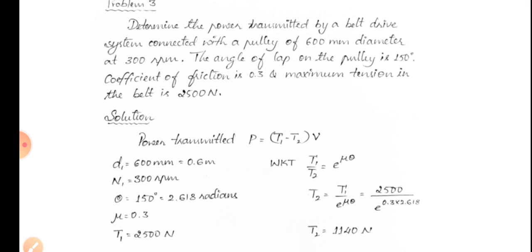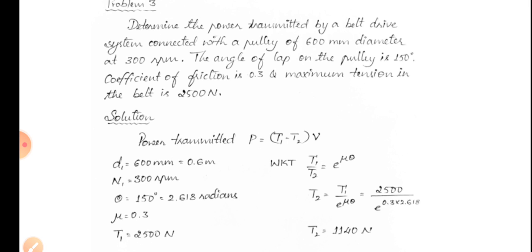So theta is given in degrees, so you should convert it into radians because we always have to substitute the value of theta in radians in the formula. So I will convert it into radians by multiplying by pi by 180. Then he has given the coefficient of friction as 0.3. Then he has given the maximum tension in the belt as 2500 Newton.